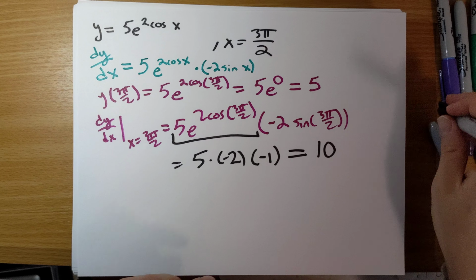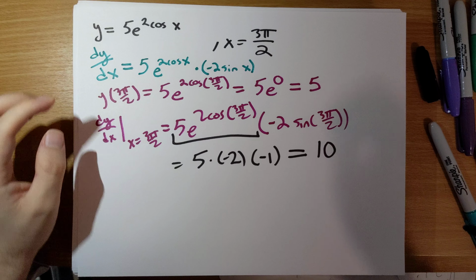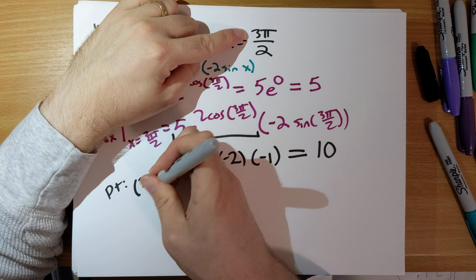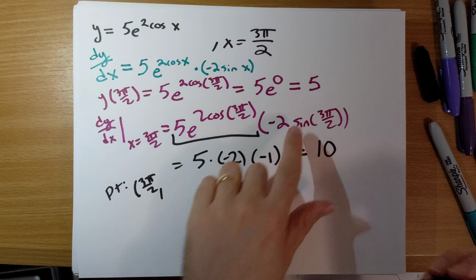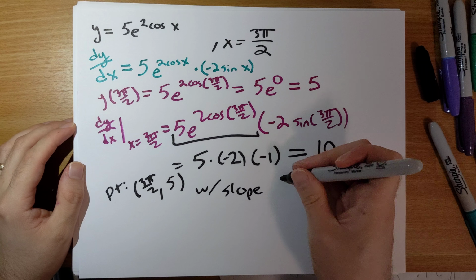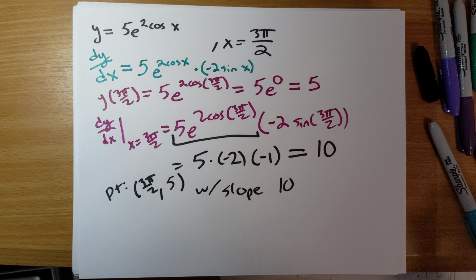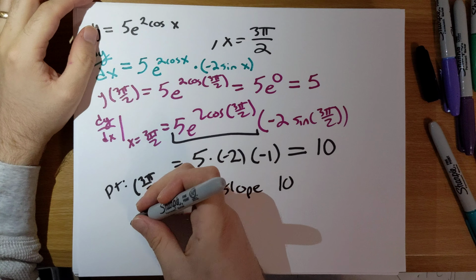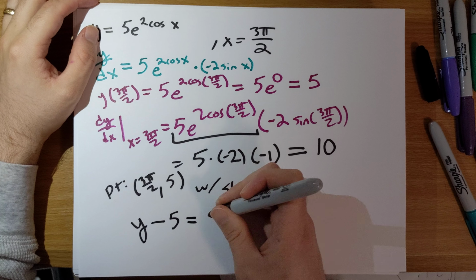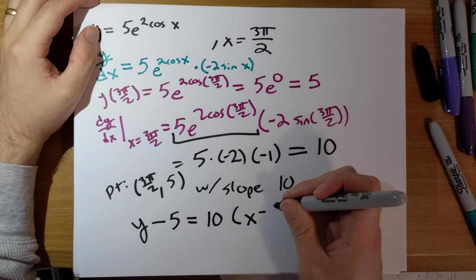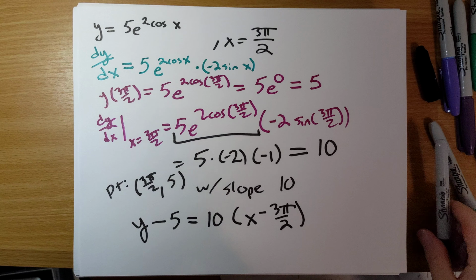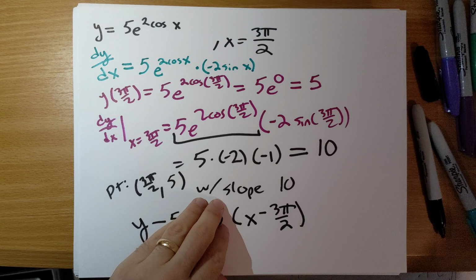And so we want the point that we're going through, x is 3 pi over 2, y is 5, with slope 10. Okay, and so what is going to be the equation of this line? y minus y naught, which is 5, is equal to 10 times x minus 3 pi over 2. And so that is problem number 38.